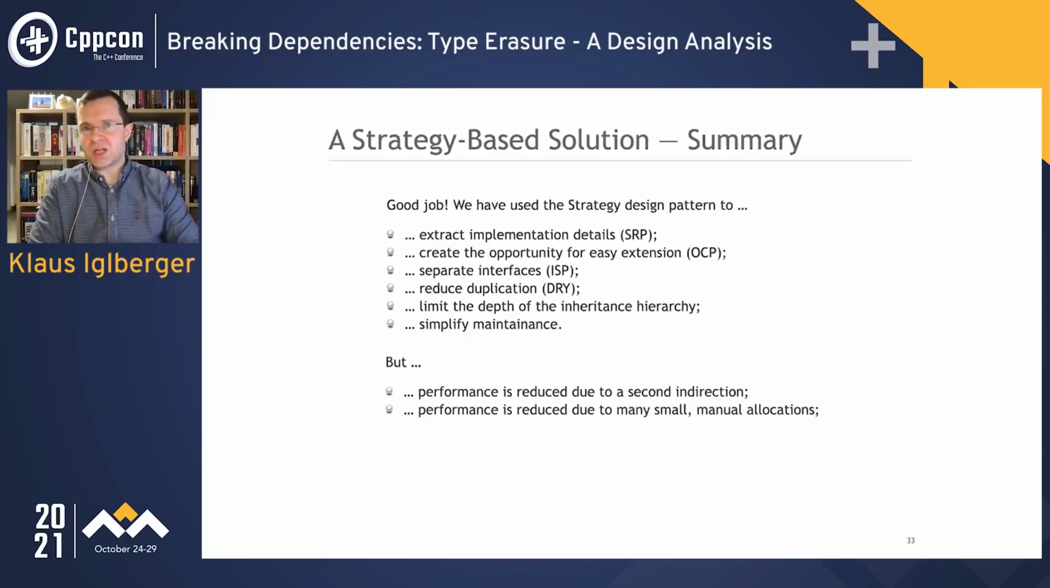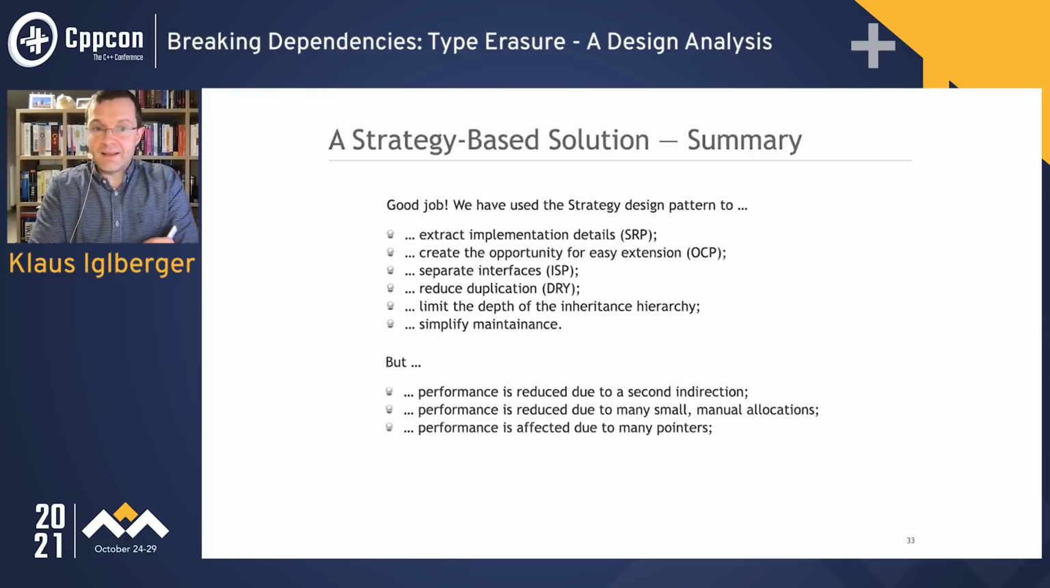Every one of my shapes, my base class, in my main function, just a few seconds ago, was allocated individually, manually, and also all the strategies were allocated by make_unique. A lot of tiny allocations just to make it work. Then performance is affected due to many pointers as well. Many pointers, many indirections. That is definitely not super fast.